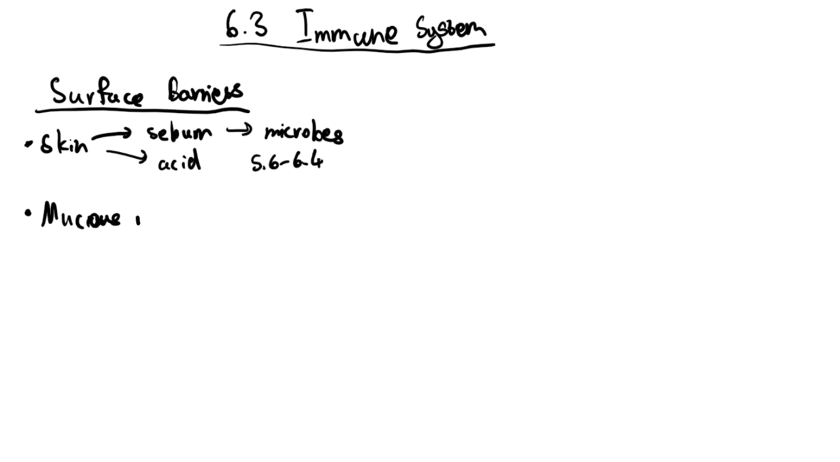Mucous membranes basically protect the internal structures. Like I said, the mucous membranes are on the inside and the cavities of the body, and what they do is they actually release fluids.